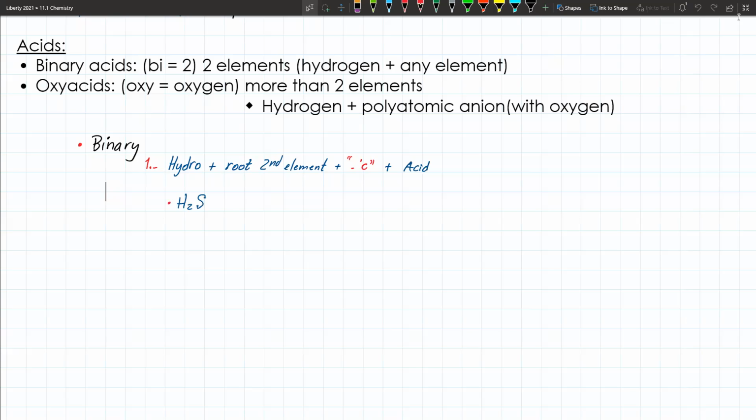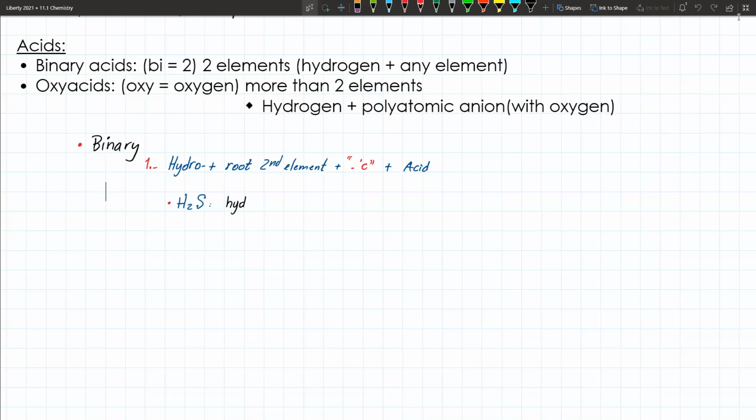H2S. It is a binary acid because I have 2 elements. One of them is hydrogen and the other element is sulfur. So the instruction is write the prefix hydro. This is the prefix, okay? So the name will be hydro.